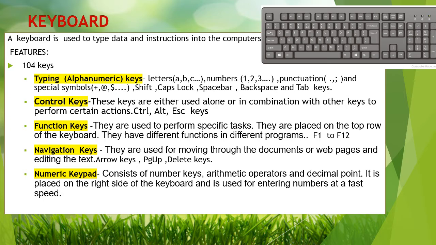Then the next one is numeric keys. As we all know, the digits 0 to 9 are available on your keyboard. This numeric keypad is placed on the right side of the keyboard. It is mainly used to type numbers at a fast speed. It includes some arithmetic operators and a decimal point too.